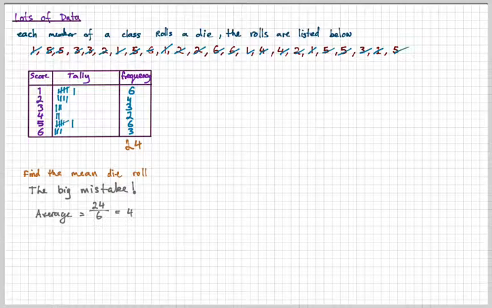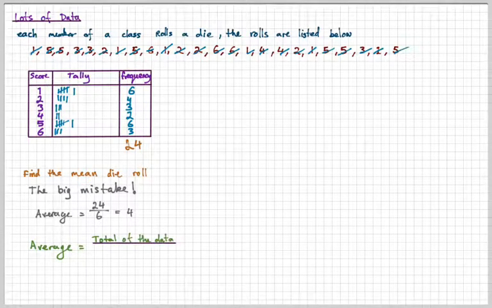Remembering that the mean is the total of all the rolls divided by the number of data bits there are, the number of rolls there were. The number of rolls there are 24 rolls. So I'm not going to divide by 6. There weren't 6 rolls, there were 24 rolls. Okay? So the average is the total of the data divided by the number of data bits. There are definitely 24 data bits.